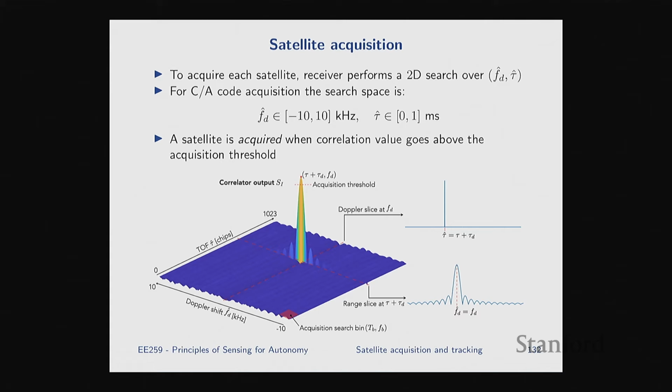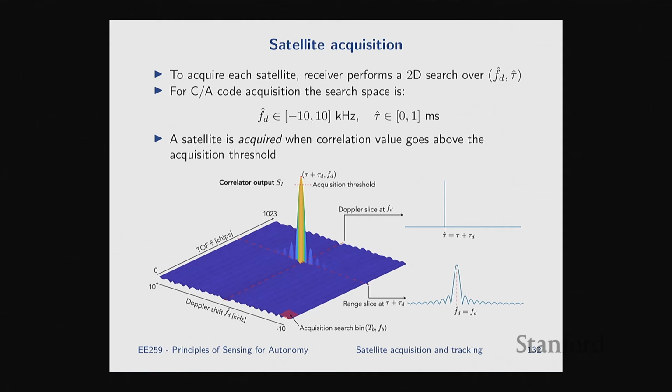When you hit the right combination of Doppler shift and tau hat, you get a very large output out of your correlator. You typically have some acquisition threshold, and you monitor the output of your correlator, and when it goes above that, you're like, all right, I acquired my satellite, which means I have a very good estimate of both the Doppler shift and the pseudo range. You can look at slices here just so you get an idea of how sensitive you are to residual errors in tau or in Doppler.